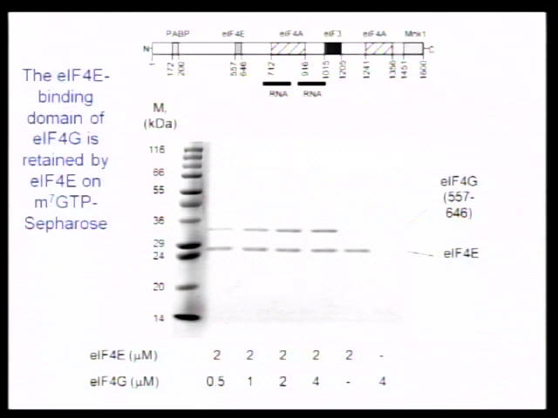And so we made the 4E binding domain, which is about 100 amino acids long, expressed that and showed that it did in fact bind 4E. So this is a cap column, an M7G column. 4E alone binds to the column. 4G alone does not bind to the column, but when you put 4E and 4G together, you can retain the 4G stoichiometrically. So we get a one-to-one binding between the two.